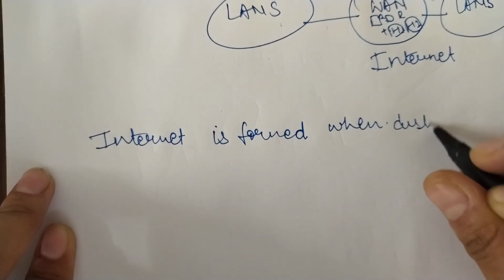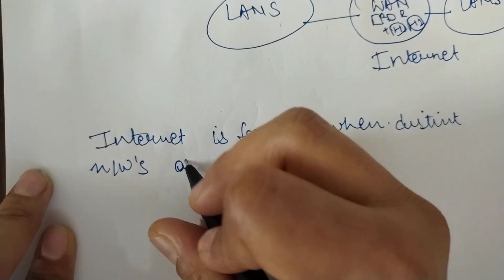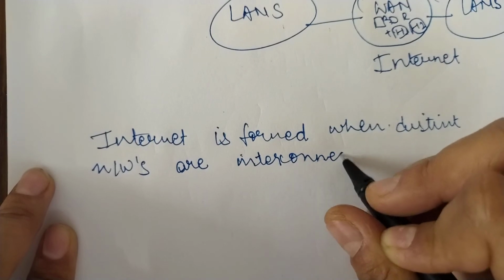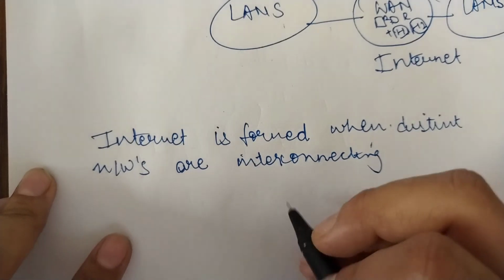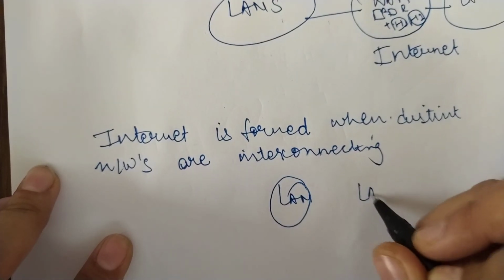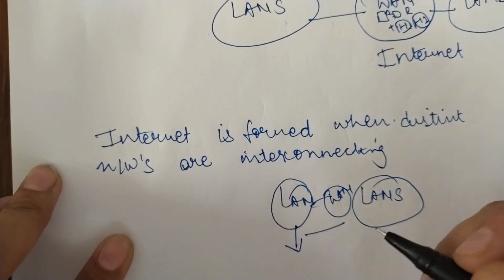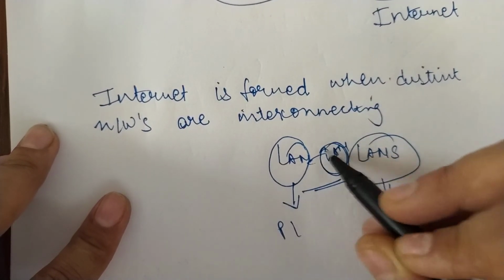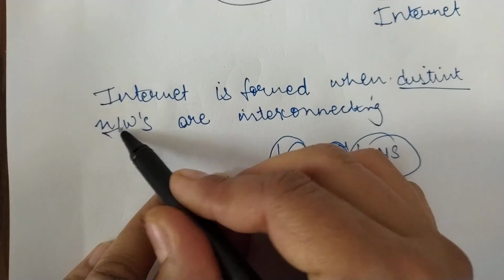distinct networks are interconnected. So if there are two LANs, or a LAN and a WAN, if there are two different LANs which are connected using a WAN, this LAN is using a different protocol and this LAN is using a different protocol, and they are connected using a WAN, I can call it an internet or an internetwork. And by distinct networks, what do we mean?